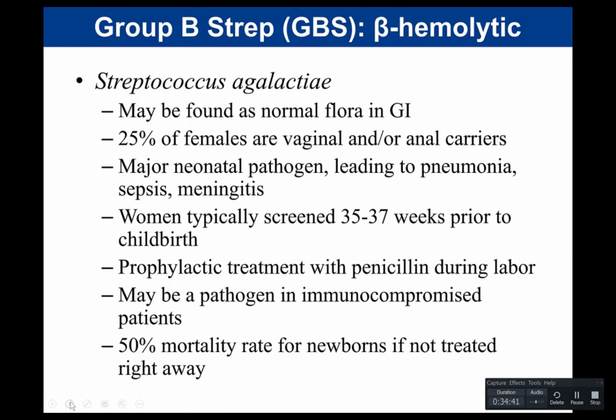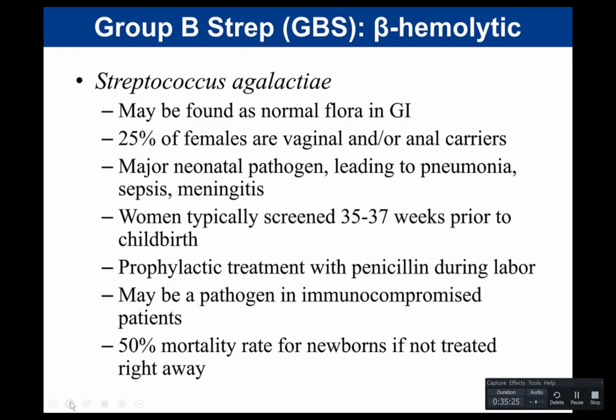Strep agalactiae may be normal flora in the GI tract, and about 25% of females are vaginal or anal carriers. So knowing that you carry Strep pyogenes is not as critical, right? Because only 5% of people carry Strep pyogenes as part of their normal flora, and oftentimes if it's there, it might not be problematic. It's not something you necessarily need to know. However, knowing if you're a carrier of Streptococcus agalactiae is the one that you need to know. Especially and only really if you're female and you are pregnant.